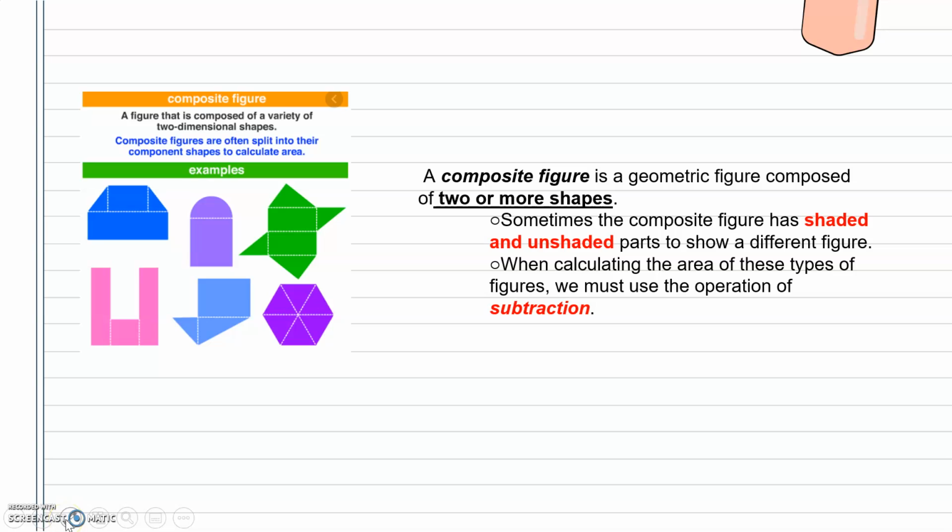Now, what is a composite figure? A composite figure is a geometric figure composed of 2 or more shapes. Sometimes when we're looking at composite figures, we're stepping it up a notch. You might see a shaded and an unshaded area. And when we're looking at composite figures that include both a shaded and unshaded area, to find the area of a particular part, we need to make sure we choose subtraction. Let's go ahead and get started so you can see exactly what I'm talking about.